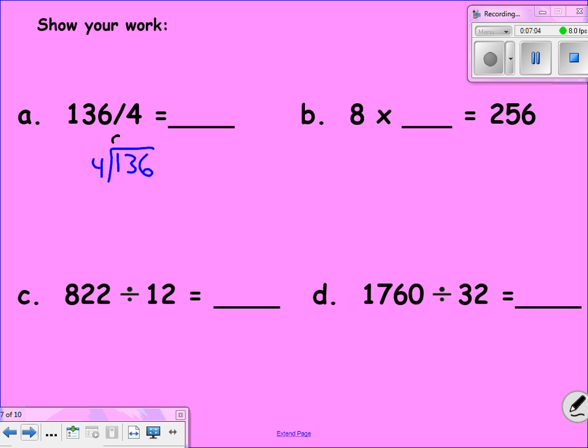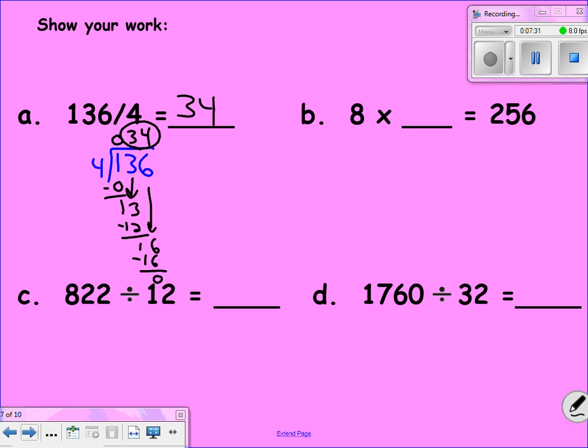4 goes into 1, 0 times. 4 times 0 is 0. I'm going to subtract. Get 1, bringing down the 3. 4 times 3 is 12. I'm going to subtract, get a 1, bringing down the 6, I apologize. 4 goes into 16 4 times. 4 times 4 is 16. Subtract to get a 0. Means my answer is 34 with no remainder.